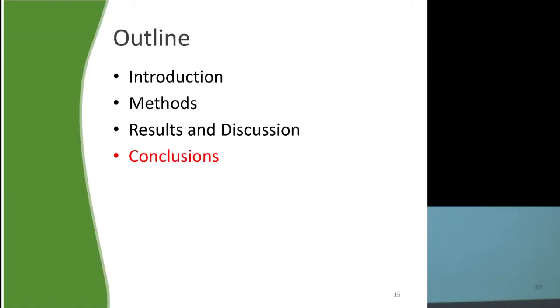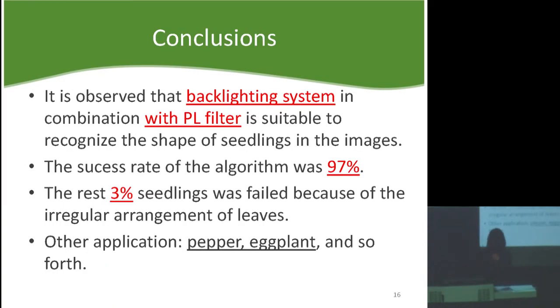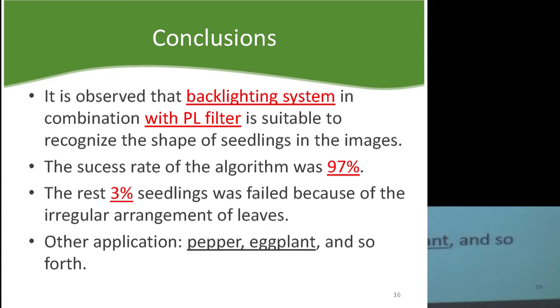So here is the conclusion of this research paper. An algorithm of grading and sorting tomato seedlings using machine vision was developed for a fully automated grading robot system. It is observed that a backlighting system in combination with a PL filter is better to recognize the shape of the seedling in the images. Also, the success rate of the algorithm was 97%, and the remaining 3% of seedlings failed because of the irregular arrangement of leaves.